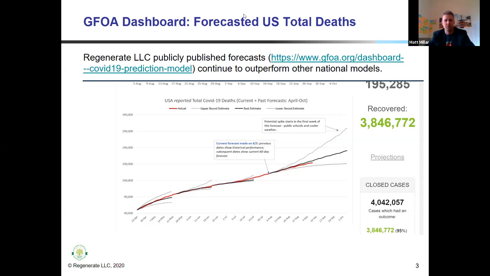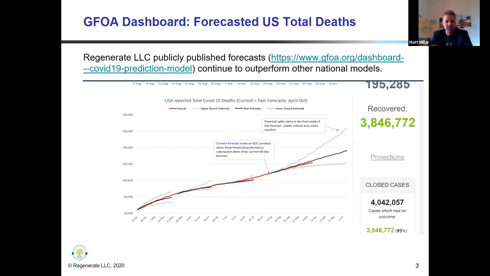Just to start off with, Jason and I are just going to have a conversation. Real quickly, what you're seeing on this screen is my forecasts of COVID. They've been published on the GFOA website since April. And this is a different way of looking at chance or probability. What you're seeing with those dotted lines are ranges. At the end of April, I made a prediction out to the end of May, and the solid black line indicates my best estimate. And the dotted black lines are a 90% confidence interval.